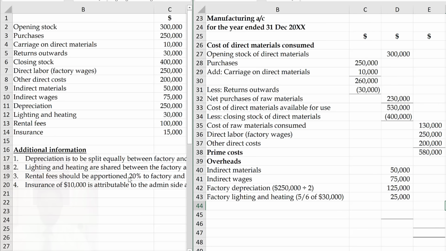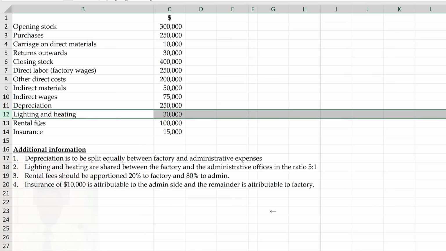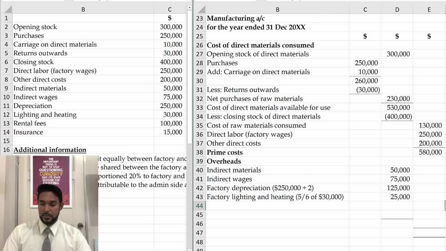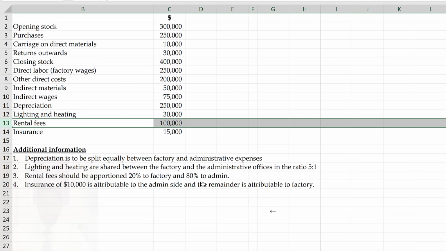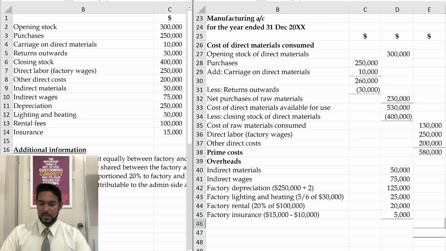What about now? Rental fee should be apportioned 20% to factory, 80% to admin. So it means 20% goes to factory and 80% goes to admin. All we're going to do is find 20% of that 100, which is 20,000. And insurance. Insurance of 10,000 is attributable to the admin side, and the remainder is attributable to the factory side. So 10,000 from 15 will leave us with 5,000. So it looks like we're going to have 5,000 in the manufacturing. So our total overheads is 300,000.